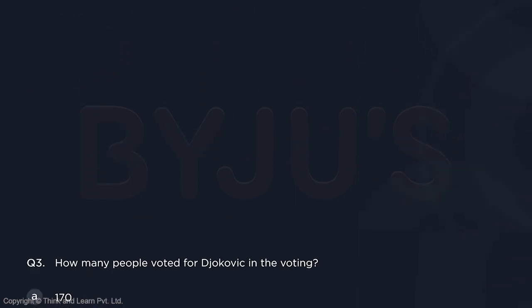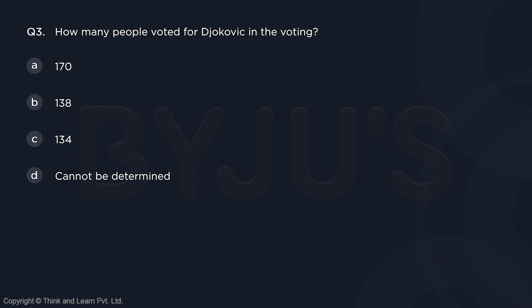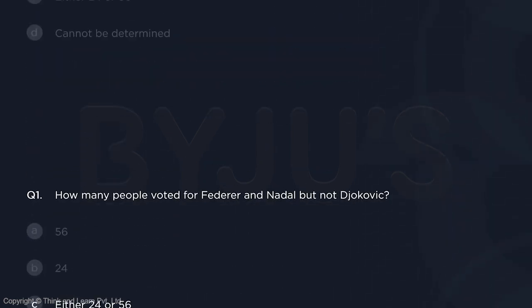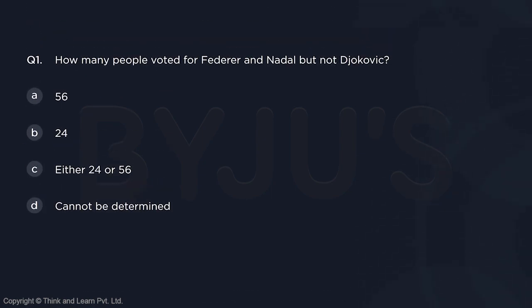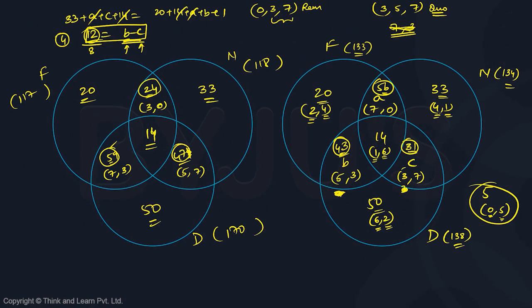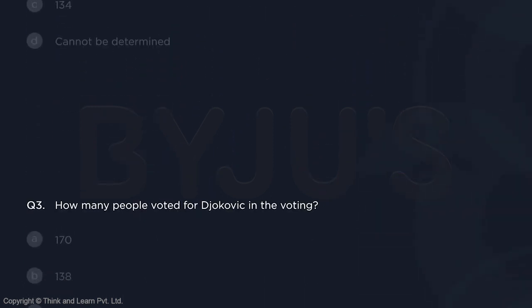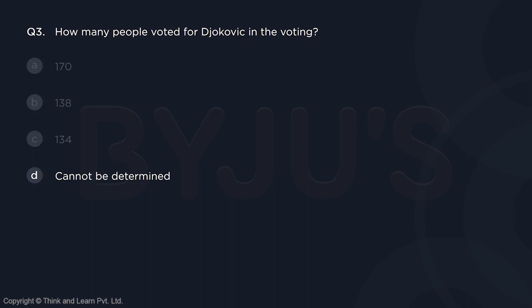Next, how many people voted for Djokovic in the voting? There are two totals that we got. What are the two totals? Yes, we have 170 as one and 138 as the other. So the answer is cannot be determined, because we don't exactly know which it is. We got both 170 and 138. Both are possible. Therefore, the answer is cannot be determined.